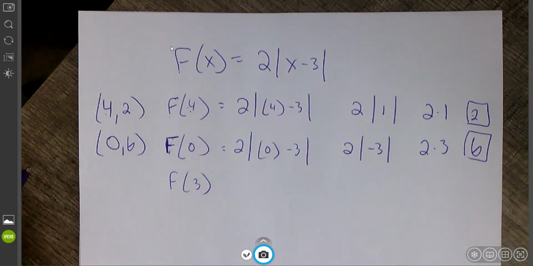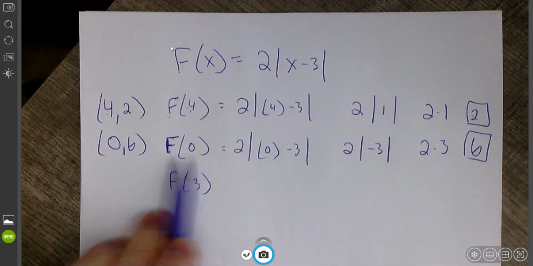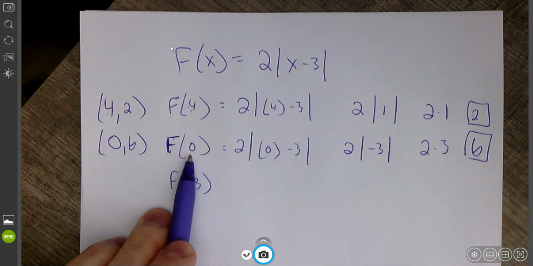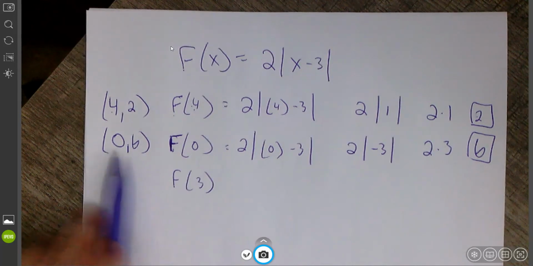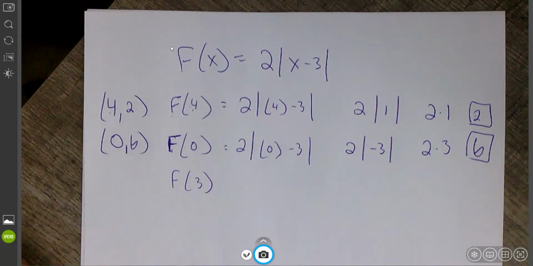That is called the y-intercept, by the way. F of 0, anytime you plug in a 0, that's the y-intercept. And we're going to hammer that a lot, so I might as well mention it now. But that's the y-intercept. Putting in a 0 kicks out a 6.